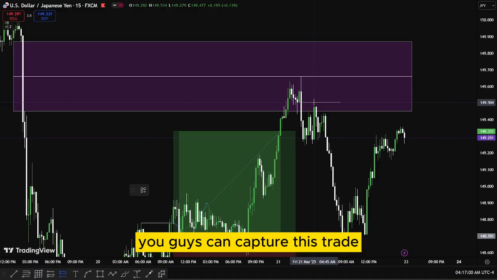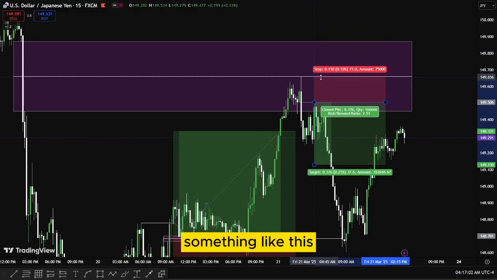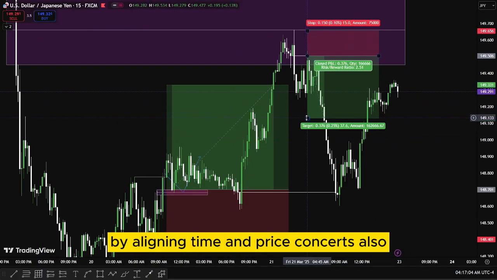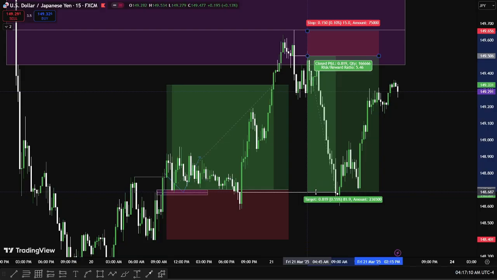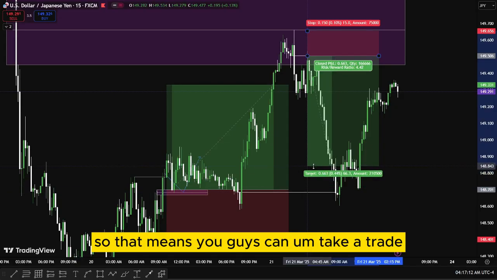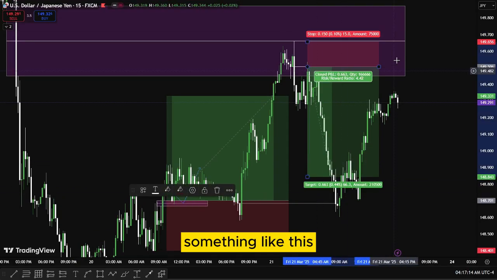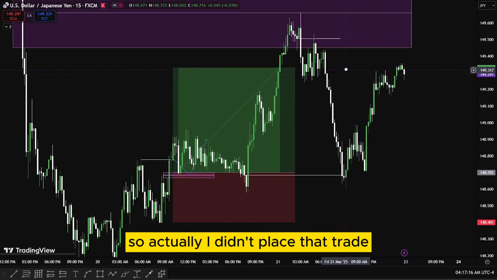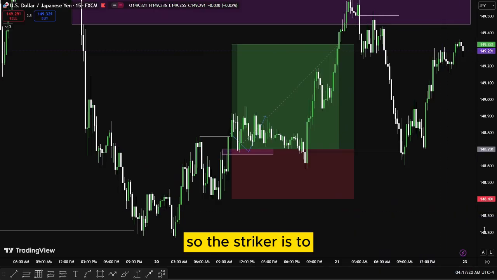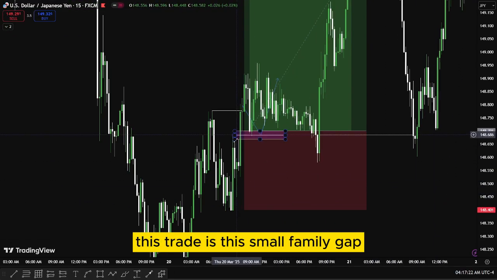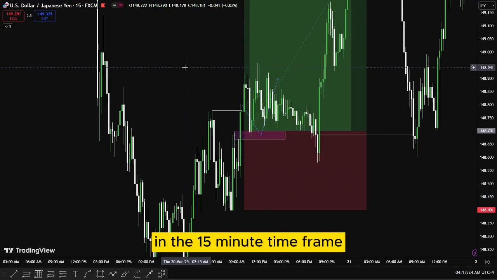You guys can capture this trade, something like this, by aligning time and price concepts also. In this case, it's something of the London session. So that means you guys can take a trade something like this. Actually, I didn't place that trade, but I placed this one over here. The striker for this trade is this small fair value gap in the 50-minute time frame.